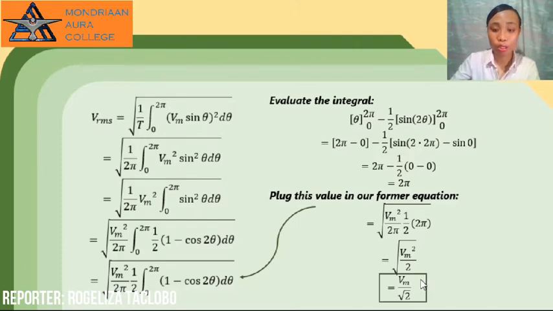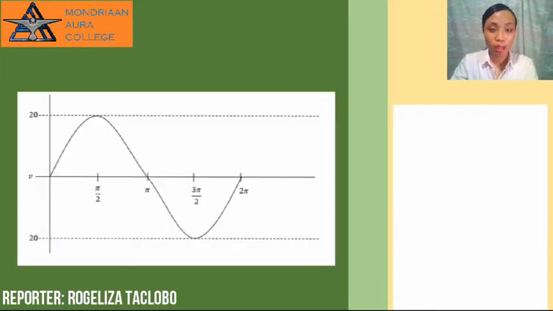Our final answer will be Vm over square root of 2. So, ito na yung na-derive nating equation para sa RMS value ng sine wave. Okay, so for example, binigyan tayo nitong sine wave at yung value ng Vm niya or yung peak voltage natin ay 20. So, anong RMS value niya? Lagay lang natin yung equation na na-derive natin kanina, which is Vm over square root of 2.